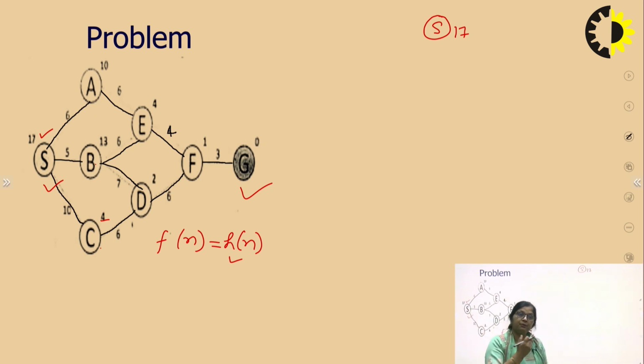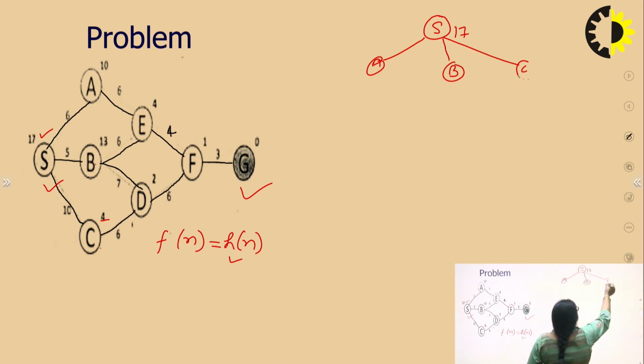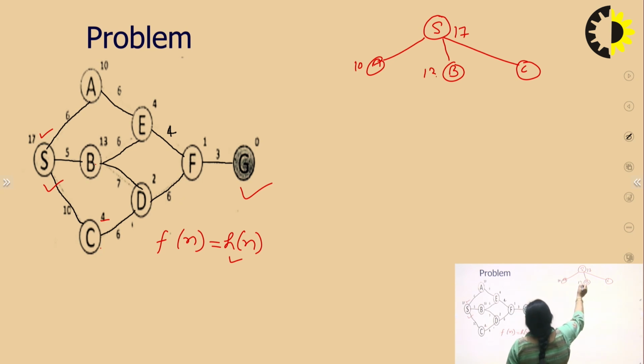As it is not the goal, we need to expand it. What are the neighbors? A, B and C. These are my neighbors. Now what is f(n) for these nodes? For A it is 10, for B it is 13 and for C it is 4.